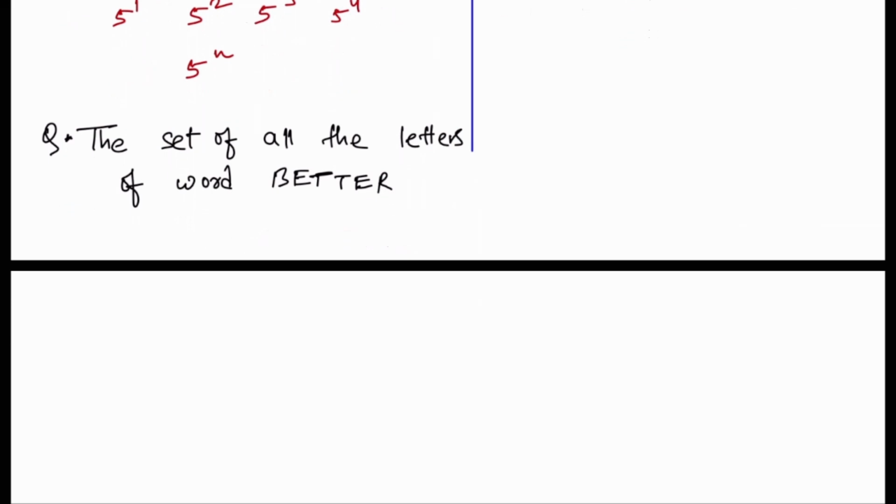So while writing the roster form, do not repeat the elements. That is a condition in sets, that we do not repeat elements. So if we write the set, it will be B, E, T, R. Do not repeat the elements in the set. That is the rule we follow in sets. All the elements in the set are distinct. They are not repeated.